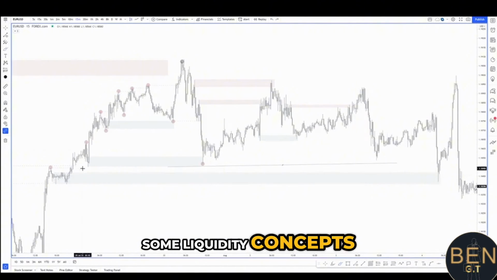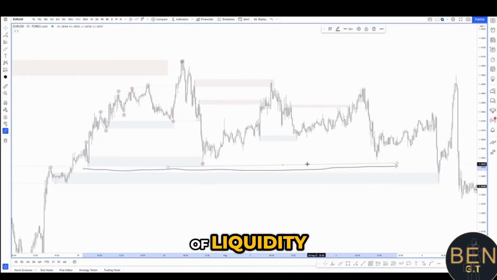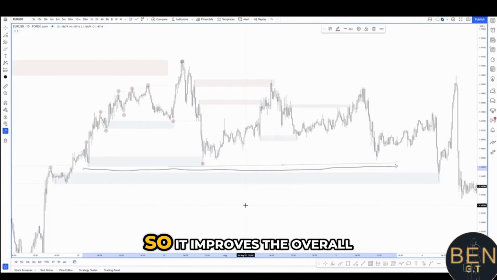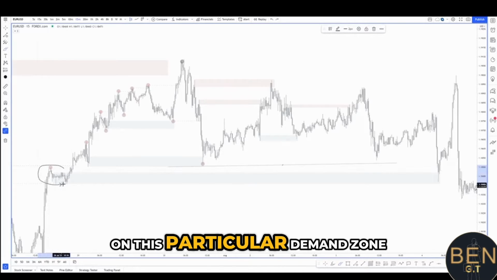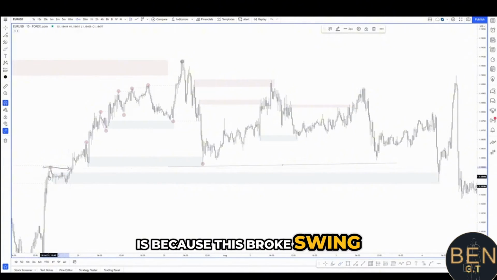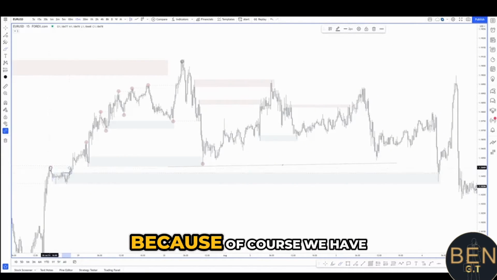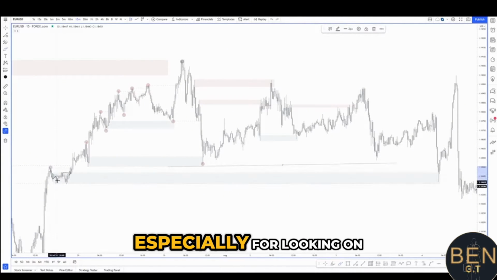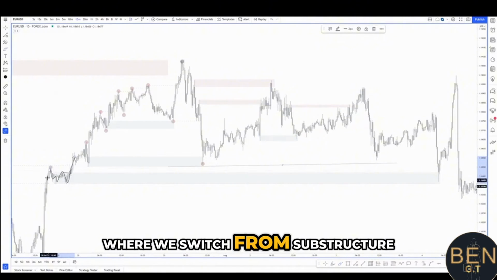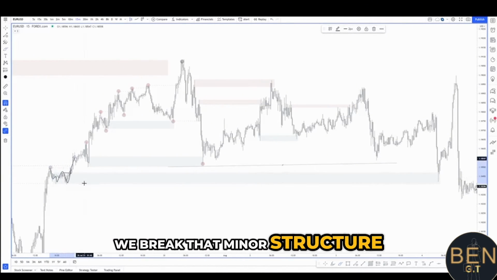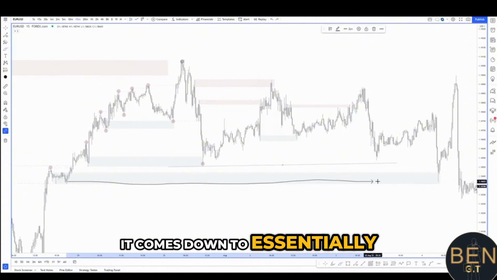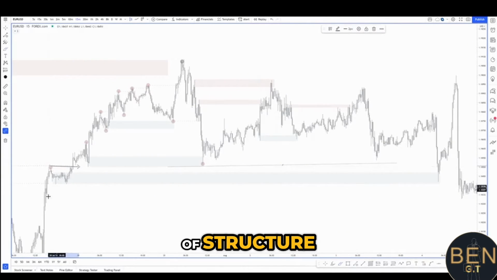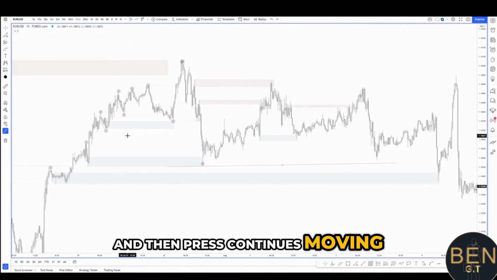Now, if we add on some liquidity concepts, we can see that we're just building a bunch of liquidity just above this zone. So it improves the overall quality of this trade setup. But again, the reason why the probability increases on this particular demand zone is because this broke swing structure, and we can see it also broke some minor structure within, because of course we have some movements, especially if we're looking on, say, the 1 minute time frame, where we switch from substructure to minor structure. We break that minor structure and continue. So we have a couple different points, but where does it come down to? It comes down to essentially the origin of that break of structure, that break of swing structure, and then price continues moving to the upside.